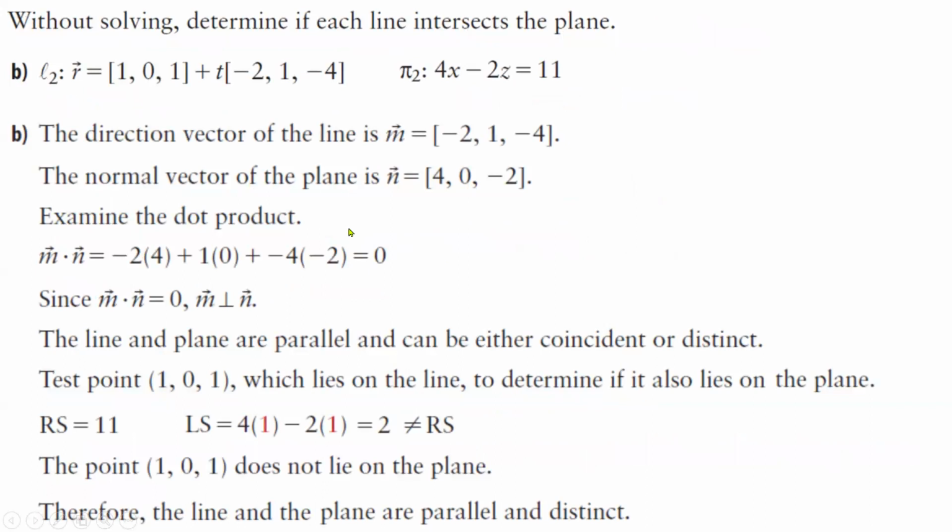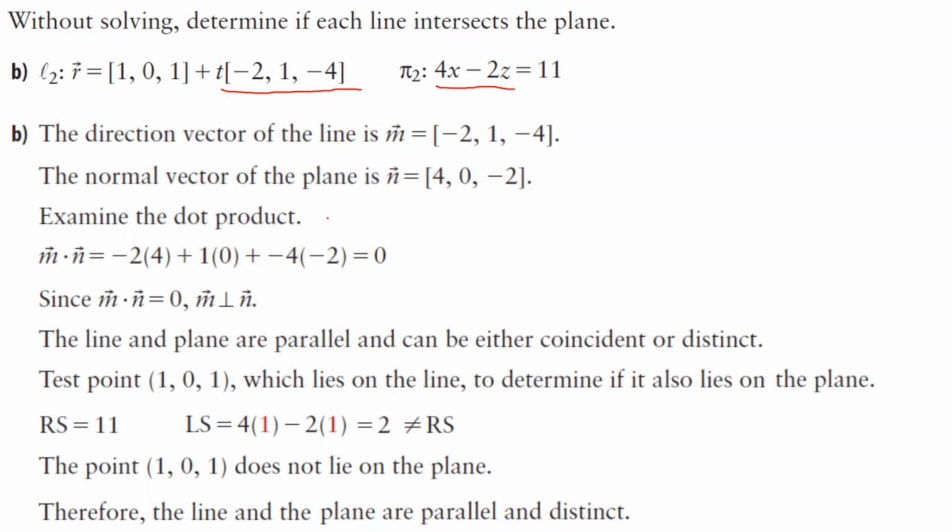Again, we can find the direction vector of this line is m, whose components are -2, 1, 4. You can directly read this from the vector equation of this line. And the normal vector of this plane is n, with components 4, 0, -2. You can also find this directly from the scalar equation of this plane.